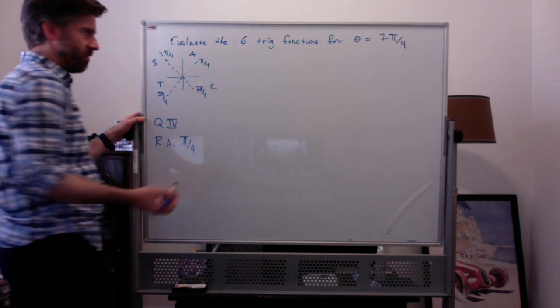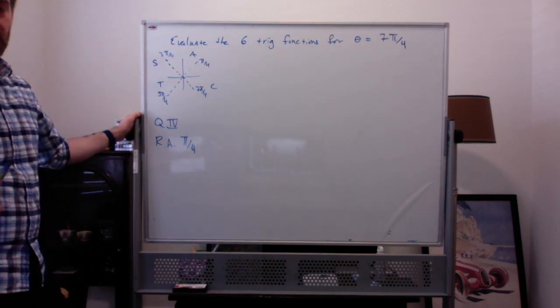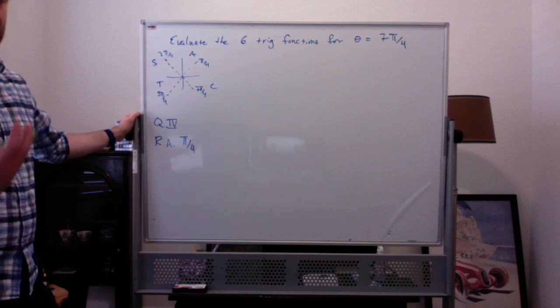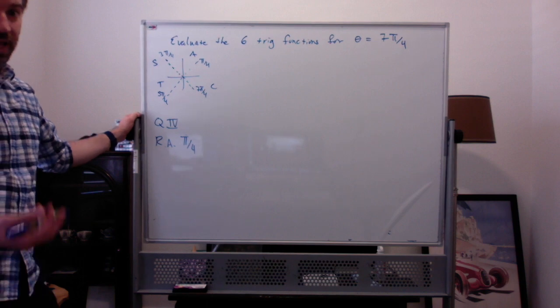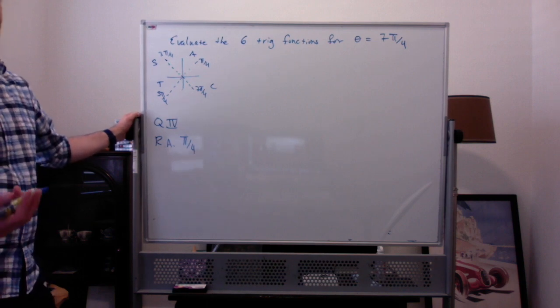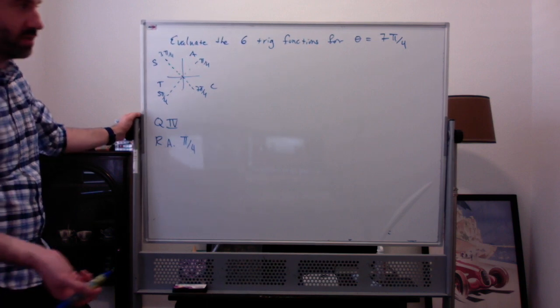Pi over 4 is my favorite, well, not my favorite, but it's nice because we know that sine and cosine are the same. So I know that sine of pi over 4 is root 2 over 2, and cosine of pi over 4 is also root 2 over 2. And tangent of pi over 4 is 1 because it's sine over cosine, which is the same thing.